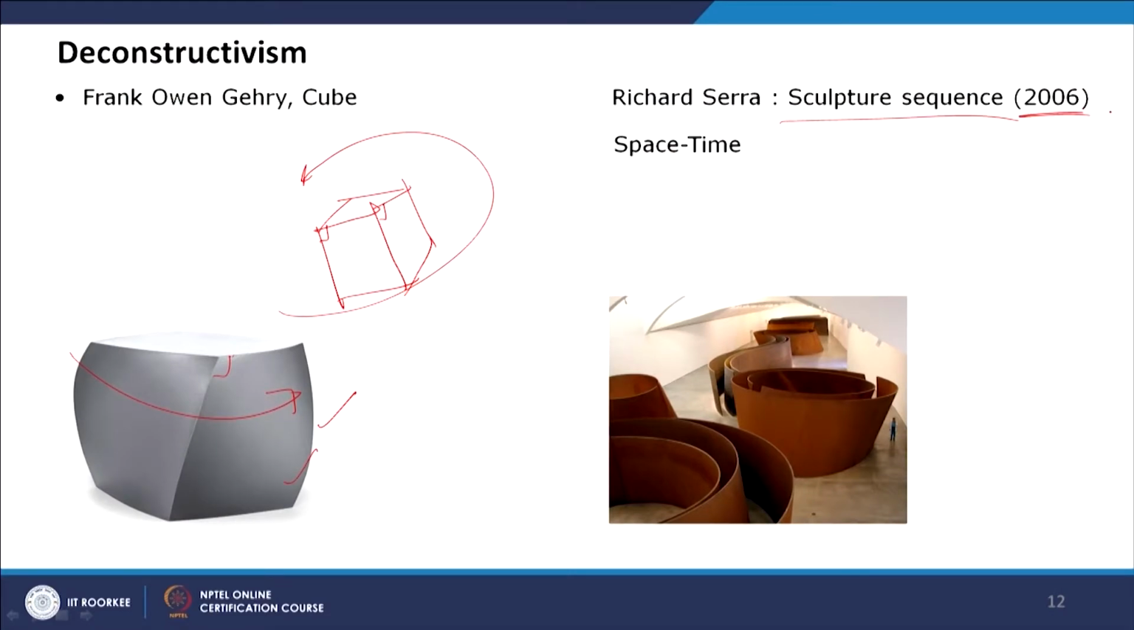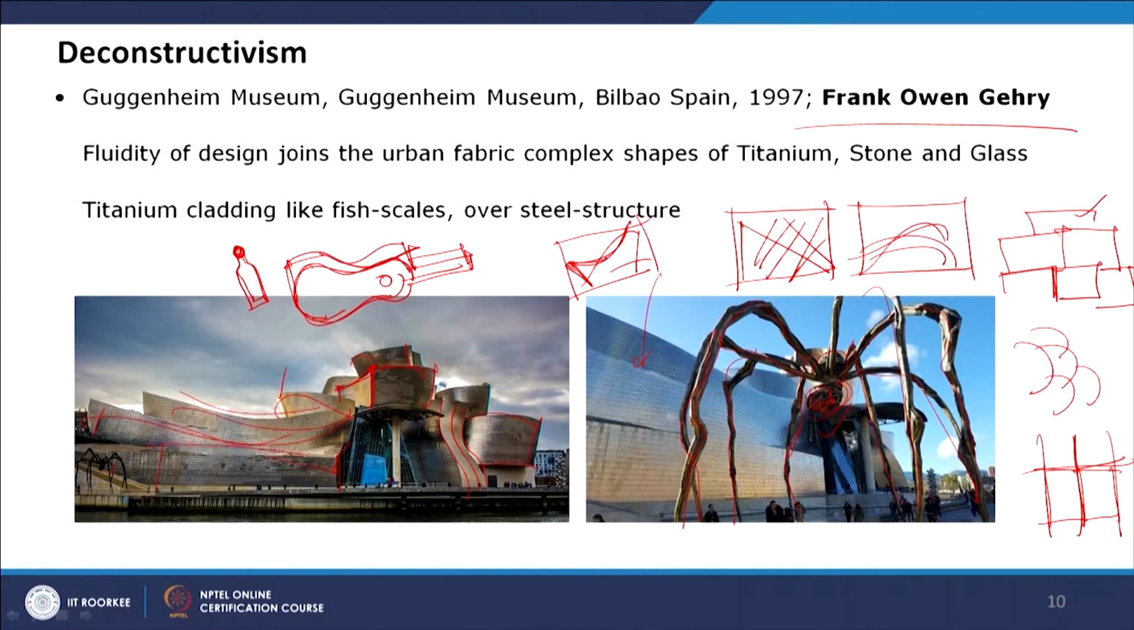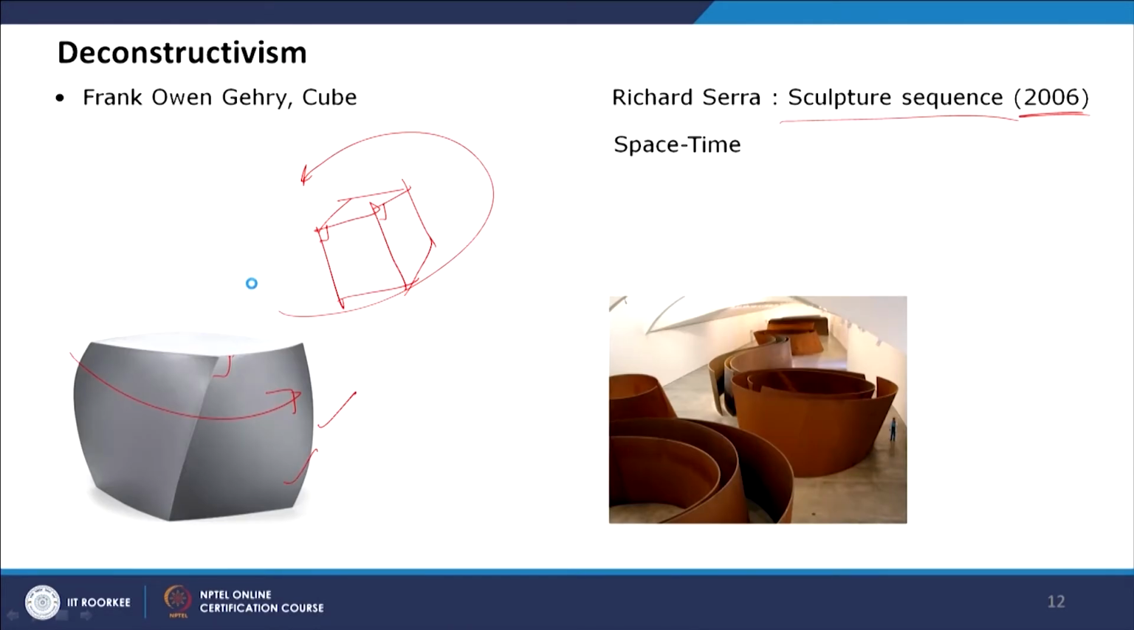This is called Sculpture Sequence, designed in 2006, which is in the Bilbao Museum, in the installation gallery for Richard Serra's work. So Richard Serra's work is within the Bilbao Guggenheim Museum. This talks about space-time continuity. These installations are made out of plywood, wood, and you can see the scale. You have to experience this and walk through it, and you can understand the relationship between the space, the enclosure and the time.